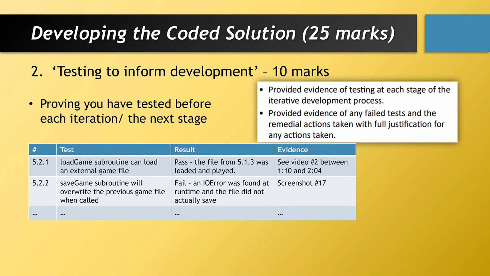Now, you should say which ones failed and which ones passed. You can see on the marking criteria, you've got to provide evidence of any failed tests and give justification for any actions you took to fix them. So this IO error I encountered in this made up scenario, I would then try and fix, then test it again and check it is working, and say why I did what I did and why it worked.